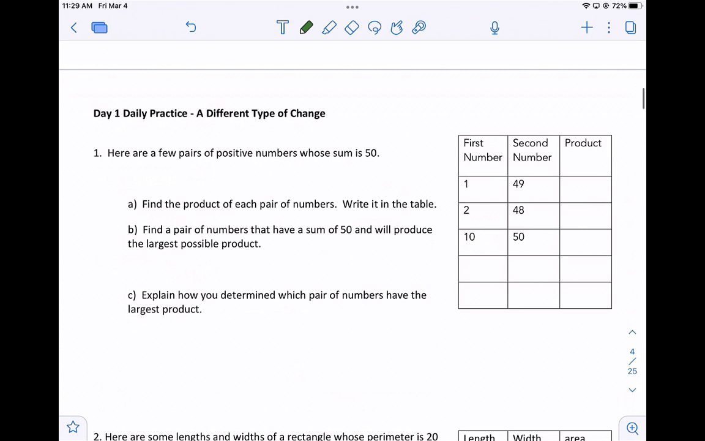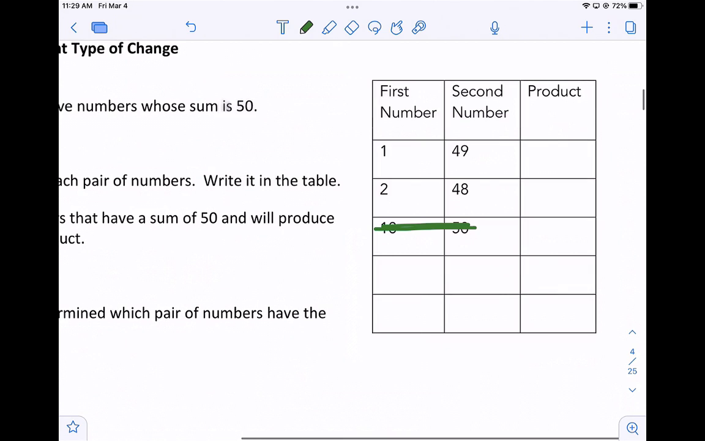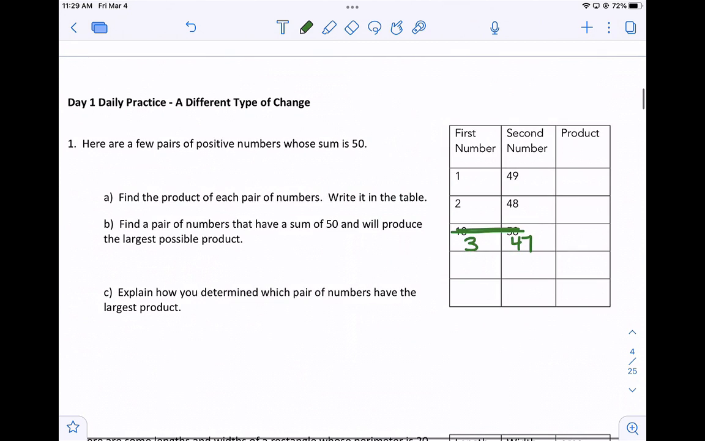There is a typo though right here, the 10 and 50 doesn't fit, so we'll cross that off in class, and maybe we'll add one more, 3 and 47, which add to 50, and then we'll figure out the product. All right, so that's it. Class will go over any questions that you have.